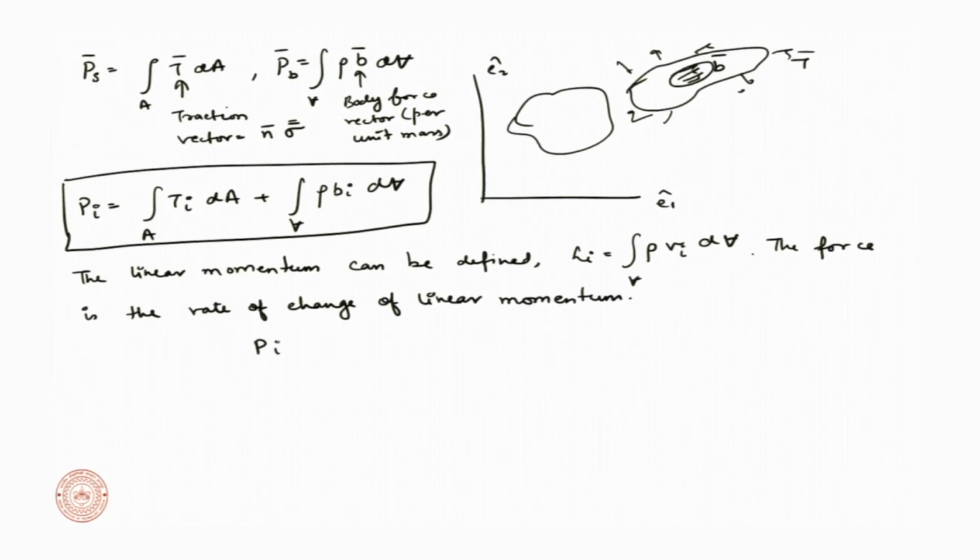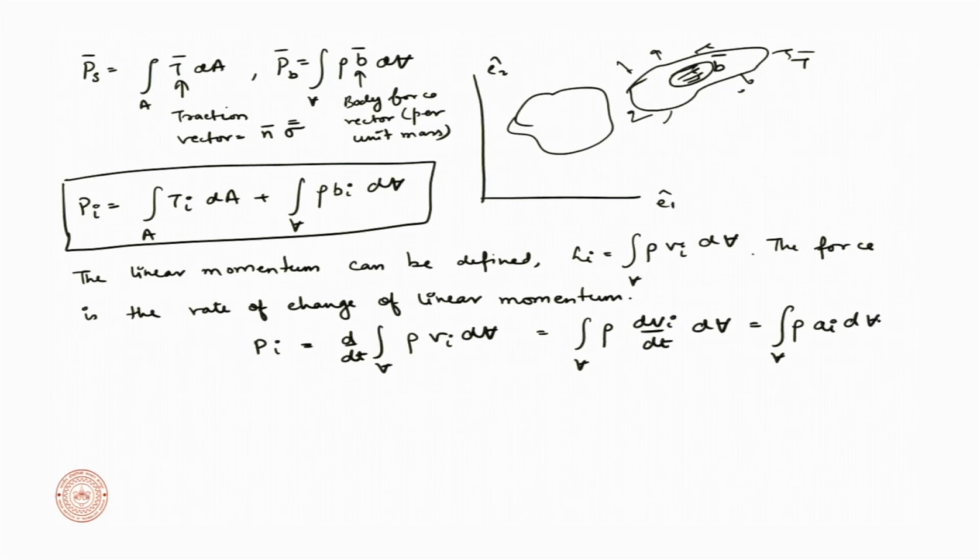So, P of i is equal to d by dt of the integral over volume V of rho V_i dV. We can take this derivative inside the integral. If density is not changing with time, then this is the integral over volume V of rho dV_i by dt dV. This derivative of velocity with time is acceleration, as we know very well, so it is rho a_i dV.